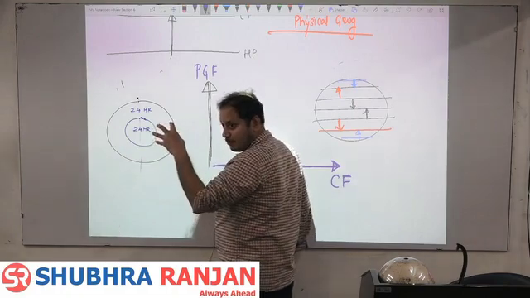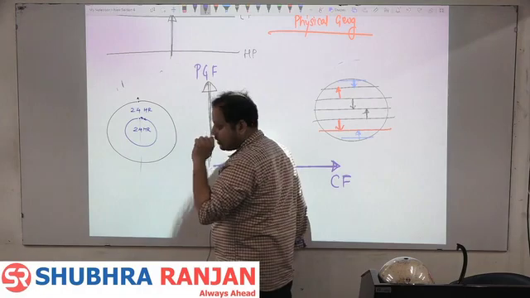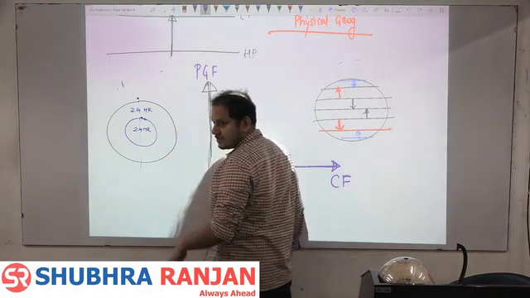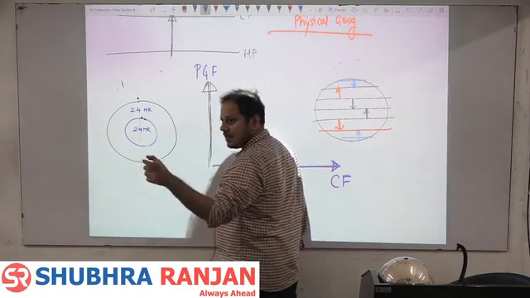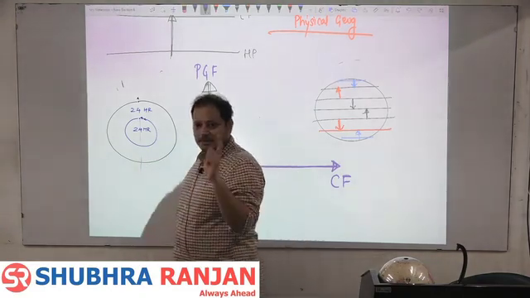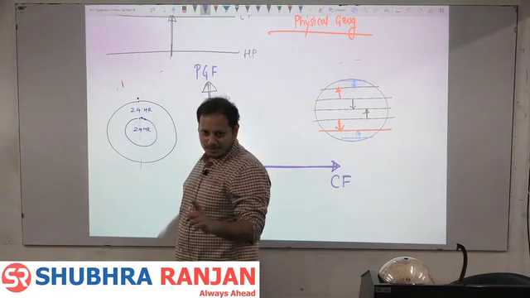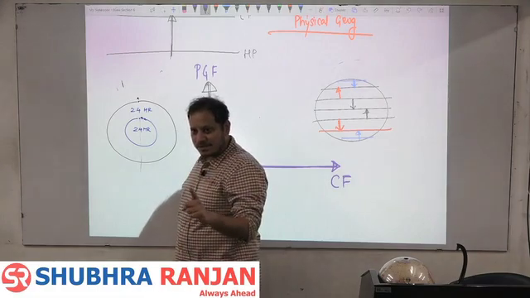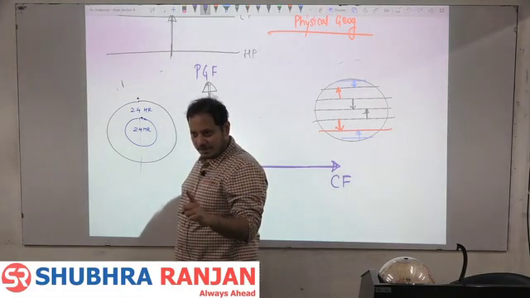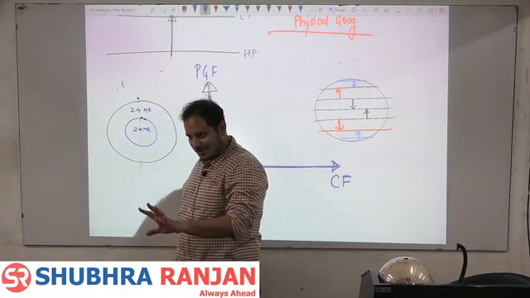If you take the top view of the earth, not the side view. With the side view, you won't understand the Coriolis force. Place A is covering the greater distance. Place B is covering the lesser distance. That means, can I conclude that place A is moving at a greater speed as compared to place B? Therefore, we say the rotational speed of the earth is greater over the equator and lesser over the poles. Fine? Understood this?